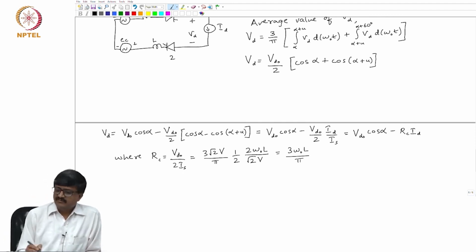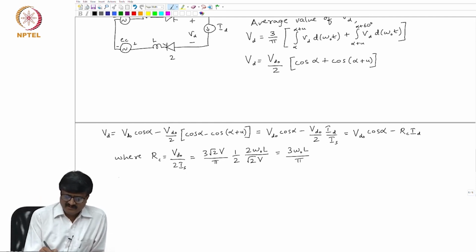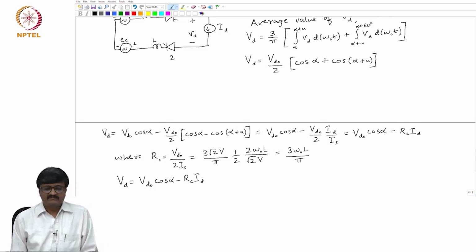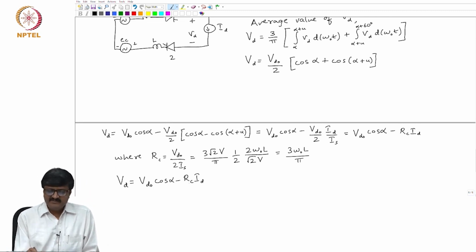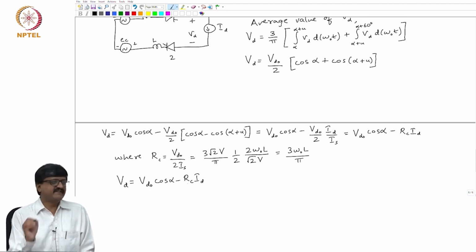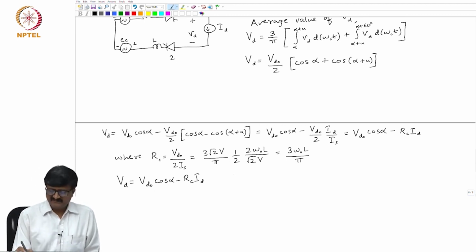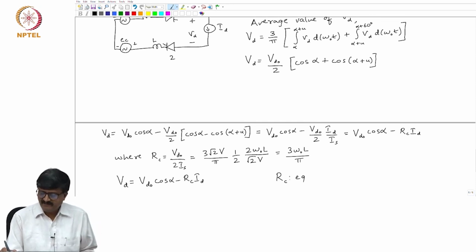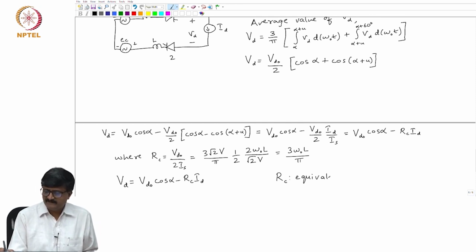Okay. So, the point to note is, if you just look at the previous line, what we have got is Vd is equal to Vdo cos alpha minus Rc Id. The second term is due to L, because Rc is equal to 3 omega L by pi. If L is 0, we do not get the second term. So, that is why this Rc has a name. Rc is called commutation resistance, in fact, equivalent commutation resistance.